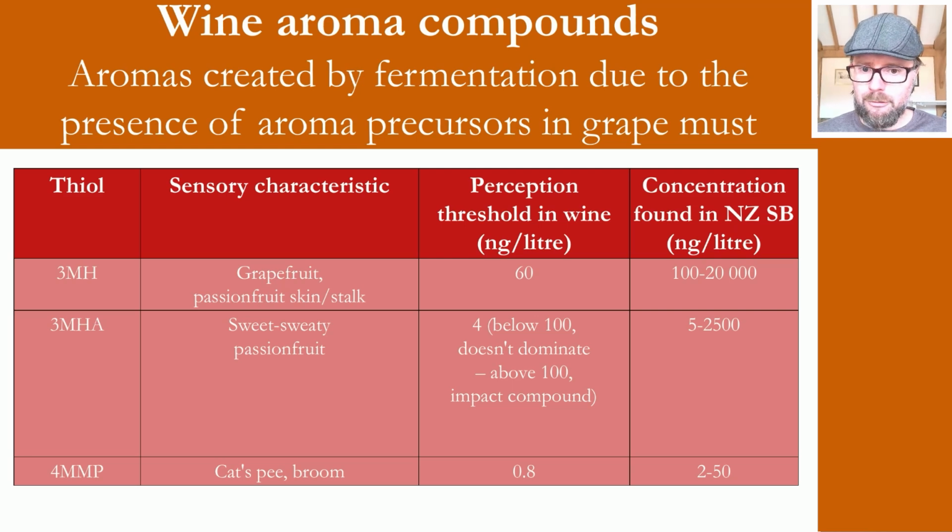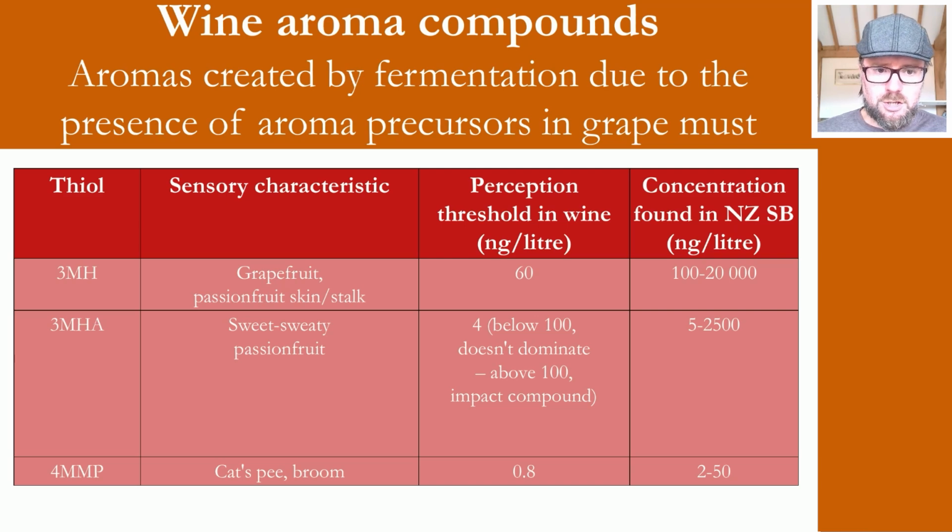So that is the thiols on the left-hand side, and the sensory characteristic for what we will get as humans. 3MH gives you grapefruit, passion fruit. 3MHA, sweet, sweaty passion fruit. 4MMP, cat's pee. That broomy sort of cat's pee character, which many people do relate to. And the perception threshold in wine, you'll see that for 3MH it's 60, in micrograms per litre, 0.8 for cat's pee, hence why many people get it, and then 3MHA is 4.